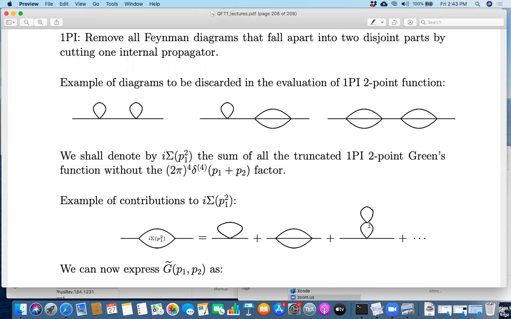Similarly here, it will basically be the square of this, up to combinatoric factors. So is it clear how to build i sigma of p1 squared? Any questions on this?